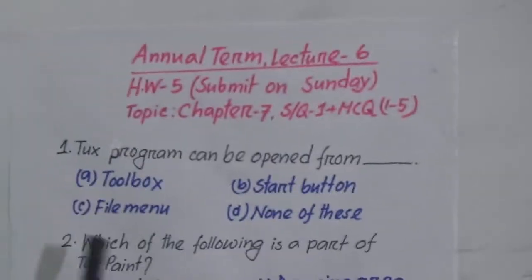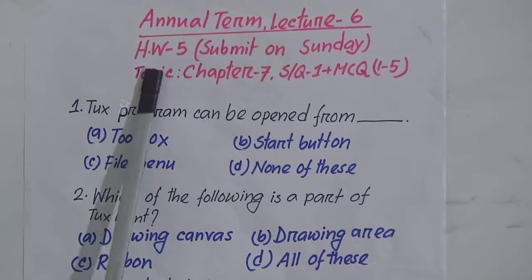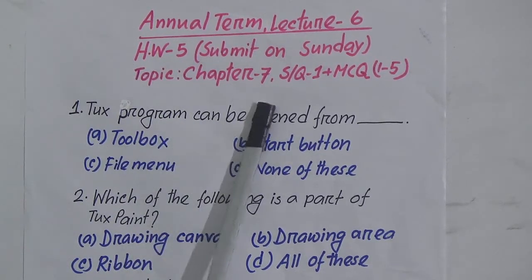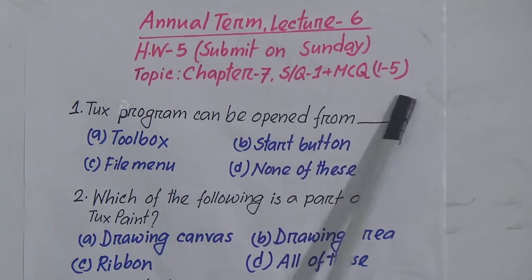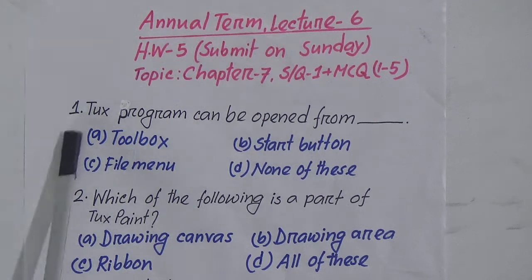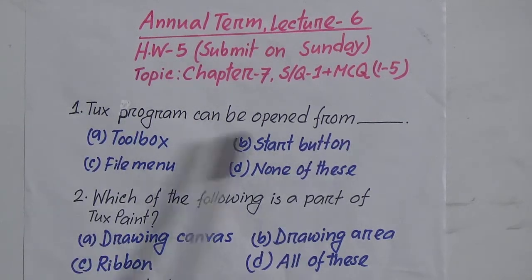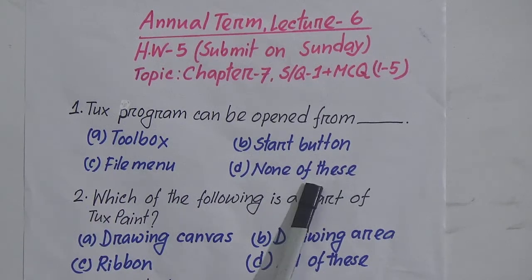You know, we didn't do the SW of Chapter 7. So your SW will be, look at the SW 5, submit on Sunday, Chapter 7, SQ1. I have written the question on the board, and MCQ 1 to 5. Let's read. Number 1. Task Pane, Task Paint program can be opened from: toolbox, start button, file menu, none of these.